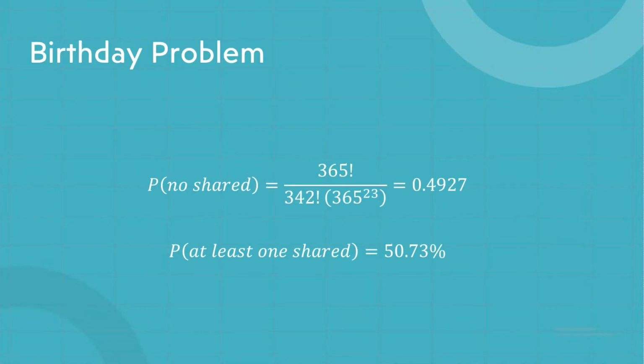Back to the birthday problem, the probability that 23 people have no shared birthday would be the factorial of 365 divided by the factorial of 365 minus n, which is the factorial of 342, times 365 to the power of 23, which is n, and we will get 0.4927. After we subtract it from 1, the probability of at least one shared birthday among 23 people would be 50.73%, which is more than half.